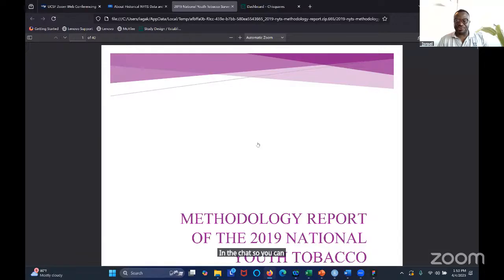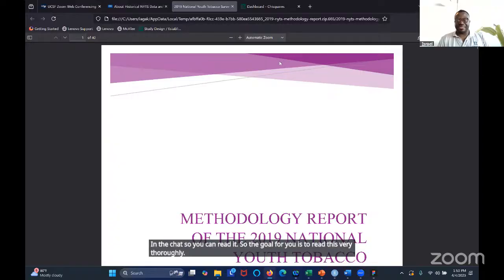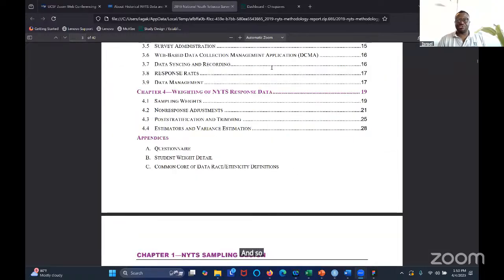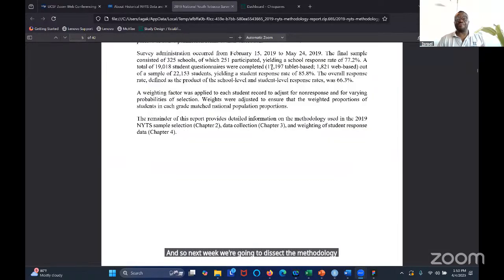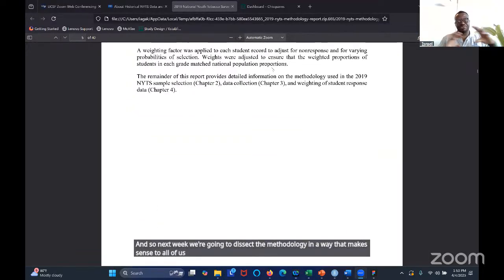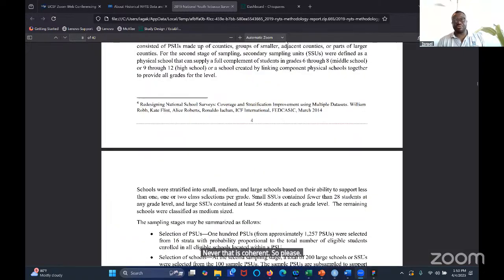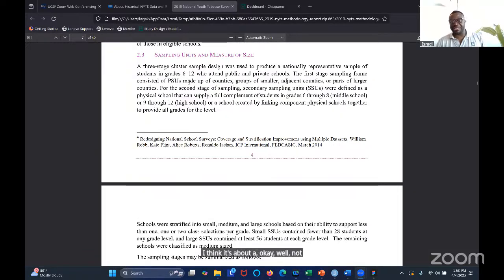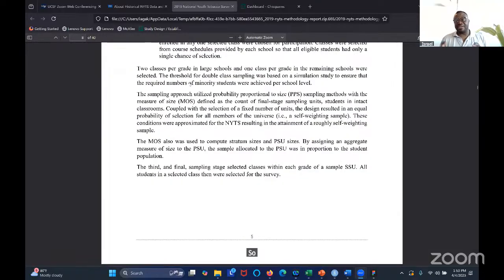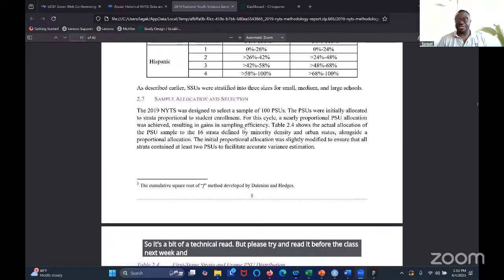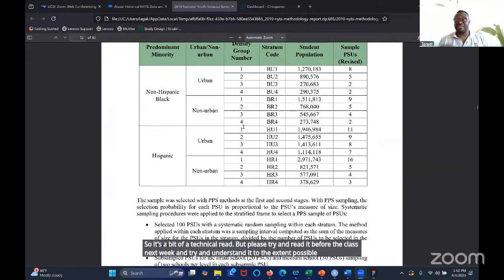So the goal for you is to read this very thoroughly. This represents the level of complexity you'll expect in the real world. And so next week, we're going to dissect the methodology in a way that makes sense to all of us so that we can put the missing parts together in a way that is coherent. So please, before the class next week, try and read this. It's a bit lengthy, about just 40 pages. So it's a bit of a technical read, but please try and read it before the class next week and try and understand it to the extent possible, so you have questions that you can present in class.